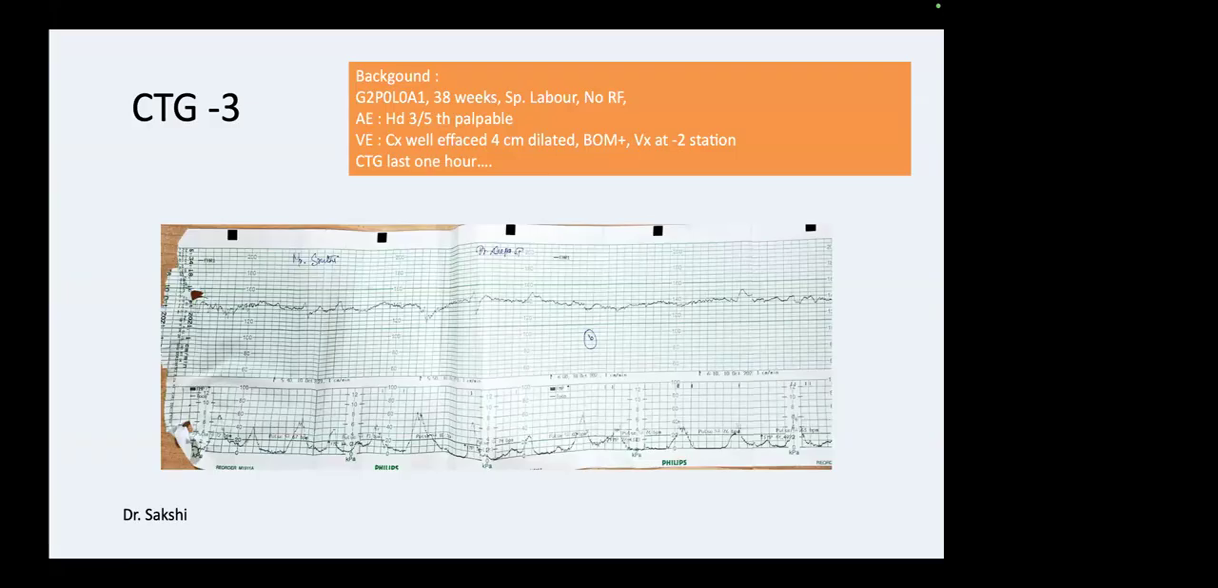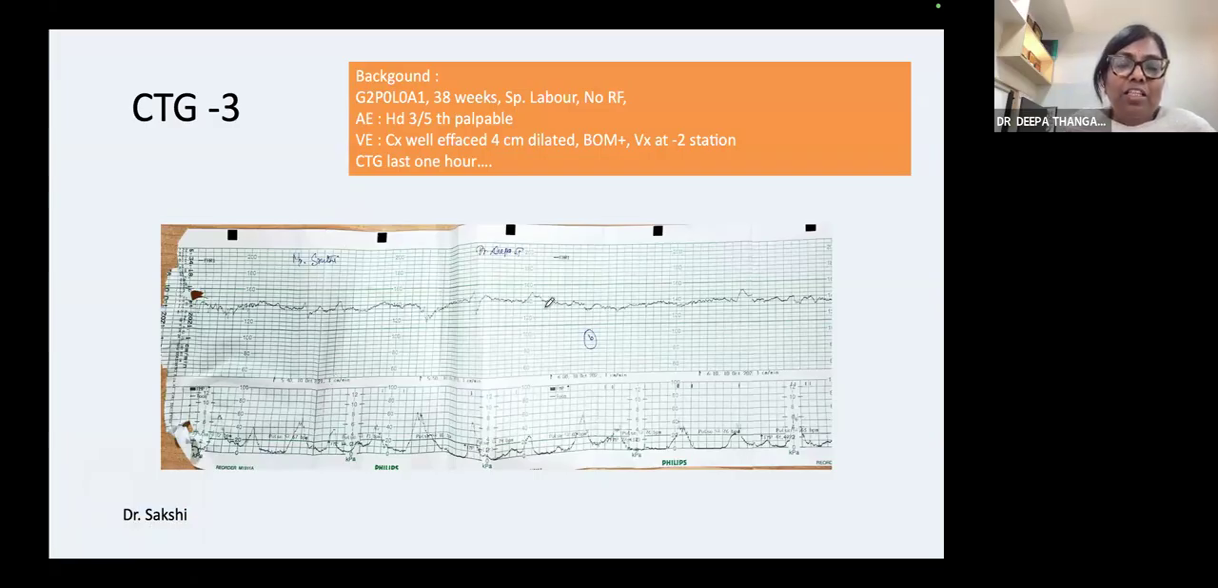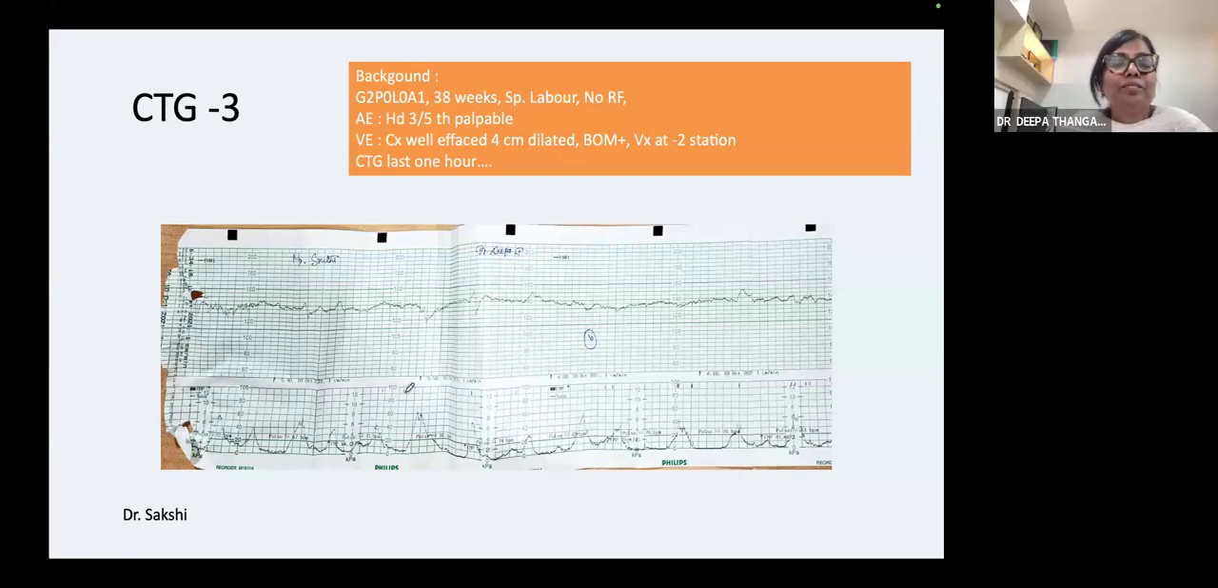Contractions are there, ma'am, 3 contractions in 10 minutes. Baseline FHR is around 140 to 145. Whenever you mention the baseline rate, I want one number, not a range. Tell me the number. 140, ma'am. Okay, good. 140.